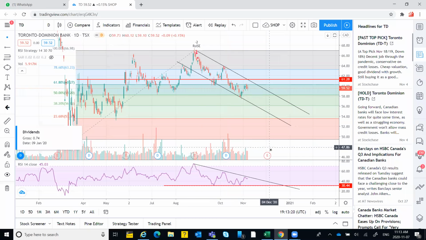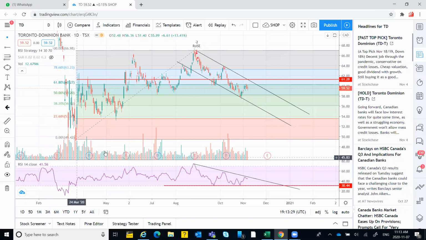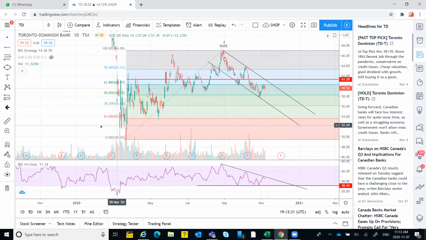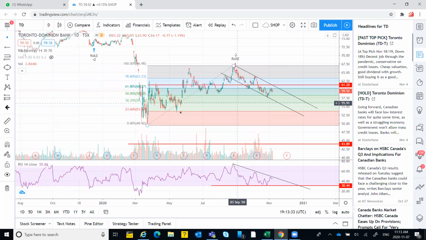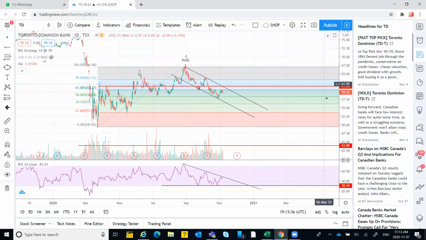So there is one cycle here. Before the earnings, what happens? Before the earnings, it starts going up. This was the pre-COVID time, so let's not discuss those pre-COVID times here.